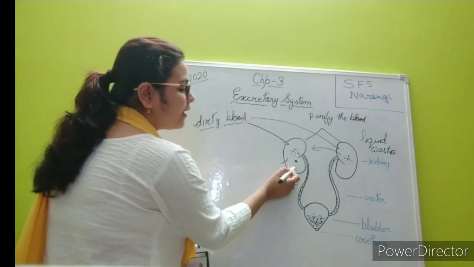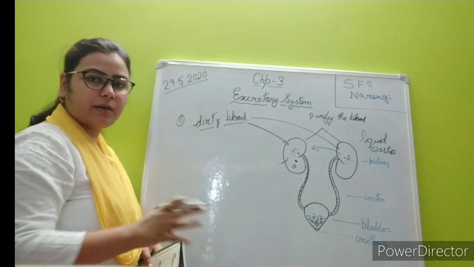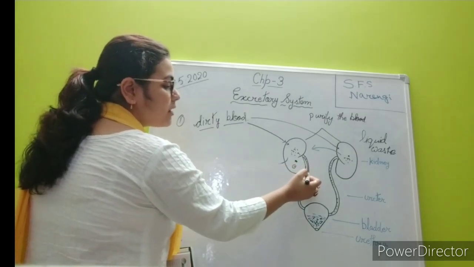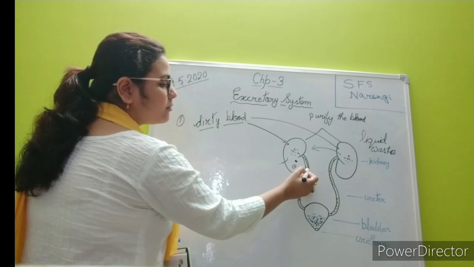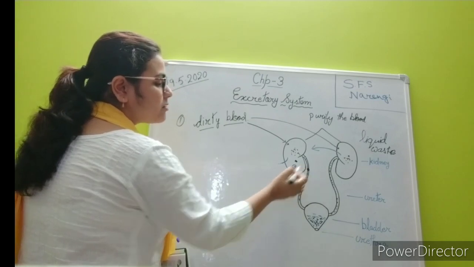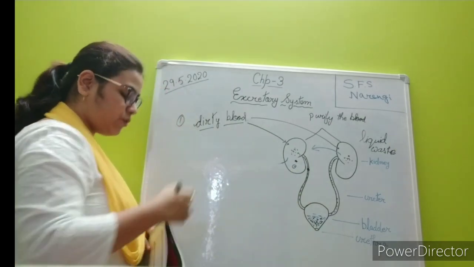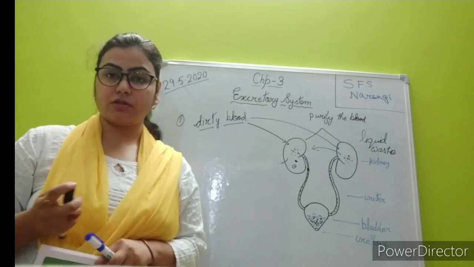Now you see children, if the stone is of this shape, the smaller one, it can easily pass through the ureter and come out through the urine. But when it gets to this shape, the ureter is quite thin. Will this be able to fit in over here? Supposedly it comes, what happens? Here it gets blocked. So the whole of the ureter gets blocked. And that is when it causes the problem.